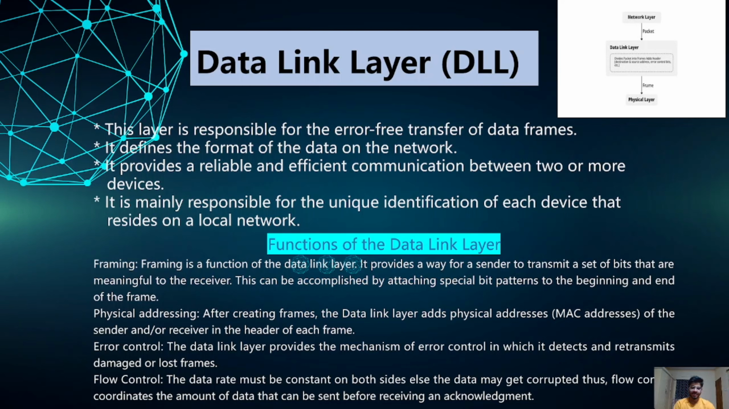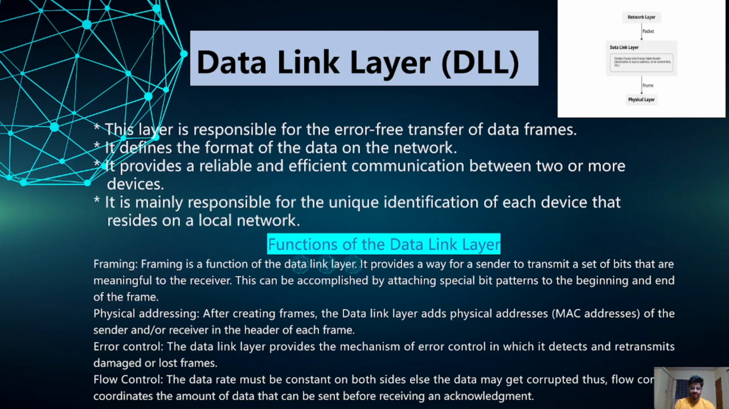The data link layer adds physical addressing, the MAC addresses of the sender and receiver, in the header of each frame. The frame is transmitted to the destination address mentioned in the header. Then flow control comes into the picture. The main functionality of the data link layer is flow control. It is the technique through which a constant data rate is maintained on both sides so that no data gets corrupted.